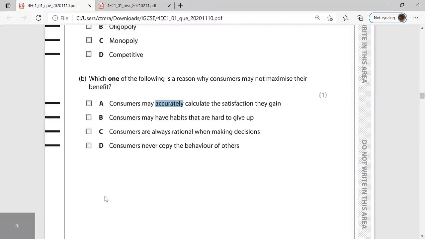Next is consumers may have habits that are hard to give up. Yes, this is the one. This is the answer. Habit. When there's habit, almost like addiction maybe, in these cases consumers may not go for maximizing their benefit. Because of the habit, they may end up with a wrong decision.